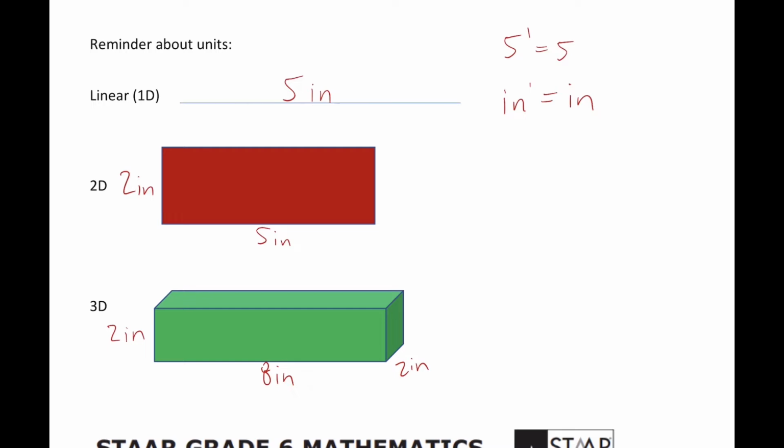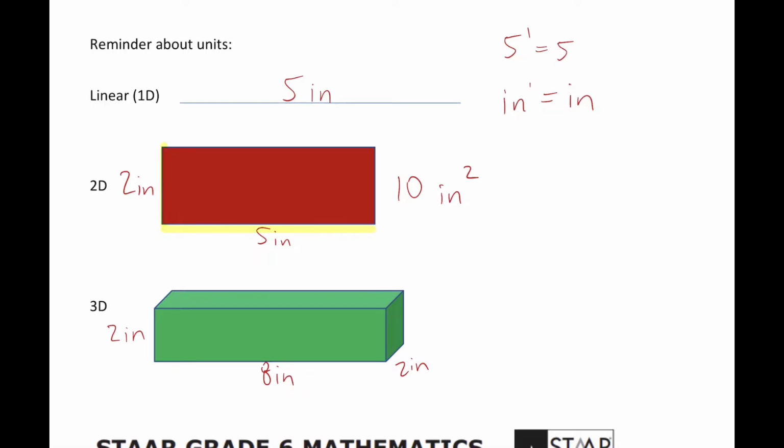And so it's that 1 indicates that it is 1 direction or 1 dimension. It's a linear measurement. For a 2-dimensional object like this rectangle, I have 2 directions or 2 dimensions. I have a length and a width, or a base and a height, depending on how you want to look at that. And I'm just going to measure in those 2 directions. So I have 2 times 5, which is 10. Inches times inches is inches squared.